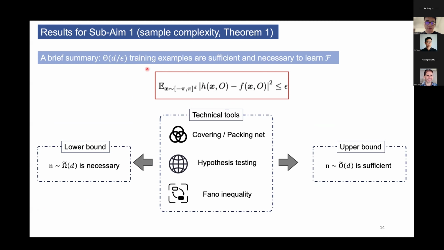And the key technique to achieve this result is using covering and packing nets, hypothesis testing, and Fano's inequality. By combining these technical tools, you can separately show, okay, for the lower bound, polynomial training examples with respect to the number of rotational RZ gates D is necessary. And by using the result of covering number, you can show O of D is sufficient to obtain a good hypothesis function to achieve this absolute prediction error.